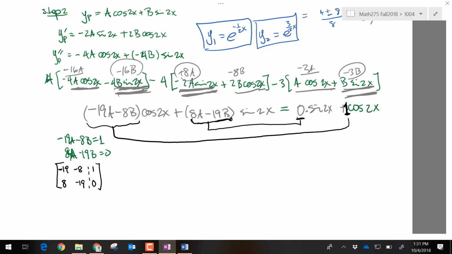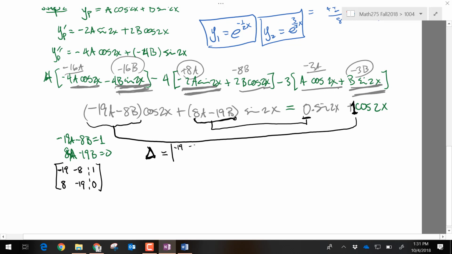So Cramer's rule, you have a 2x2 matrix. Actually, this would work with any size matrix, but 2x2 is easy because we're doing determinants. It's something over something. So we'll take a look at the determinant. We'll call it a triangle, for D, determinant. It's going to be the determinant of minus 19, minus 8, 8, minus 19. And this is equal to, what's 19 squared? 19 times 19, 361. So it'll be 361 minus negative 64. So what is this equal to?